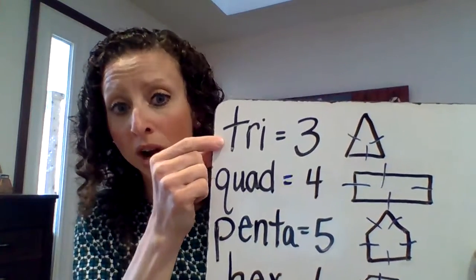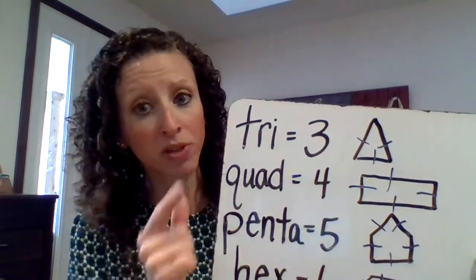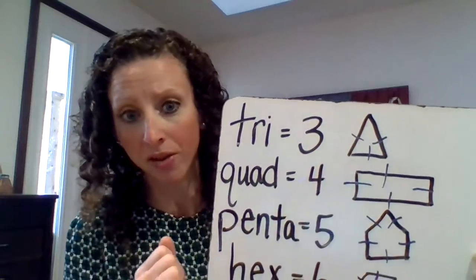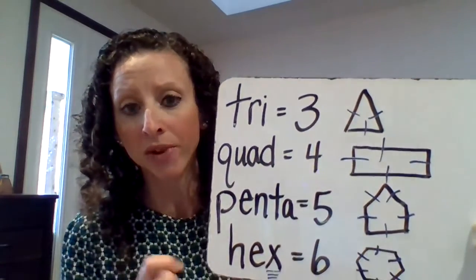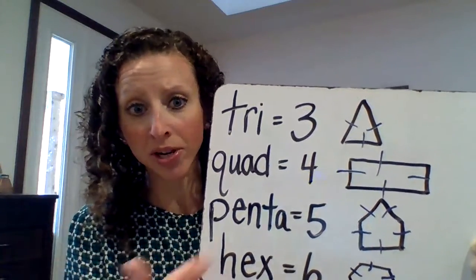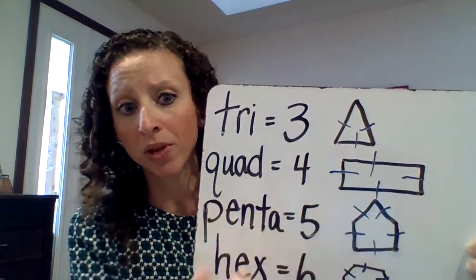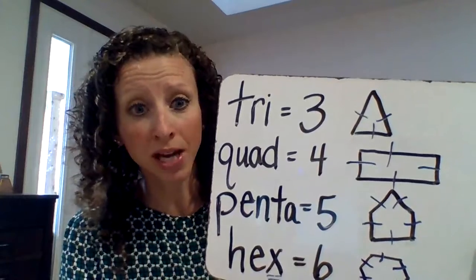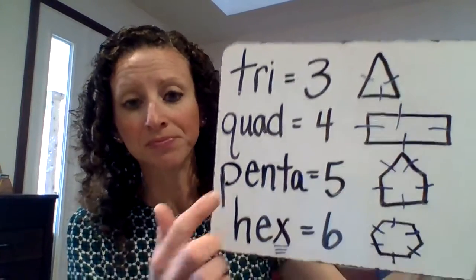So we knew that tri means 3. That's the prefix tri, meaning 3. We have a triangle, okay? We marked all of our angles already. Quad, we thought of our four-wheelers with 4 tires on it. Quad means 4. We have a rectangle here with 4 sides, and it also has 4 angles.